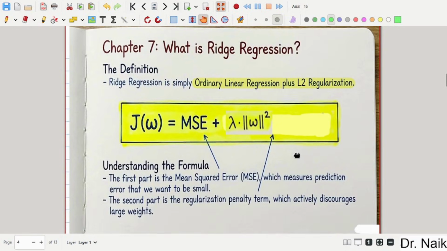Now understand what is ridge regression. Ridge regression simply is the ordinary linear regression plus L2 regularization. So J of W is equal to MSE plus lambda multiplied by norm of W squared. The first part, that is mean square error, measures the prediction error that we want to be small, and the second part, the regularization penalty term, actively discourages large weights.